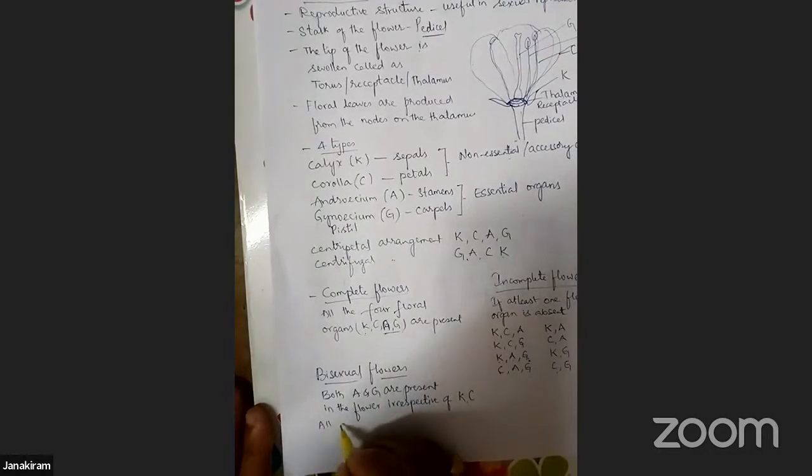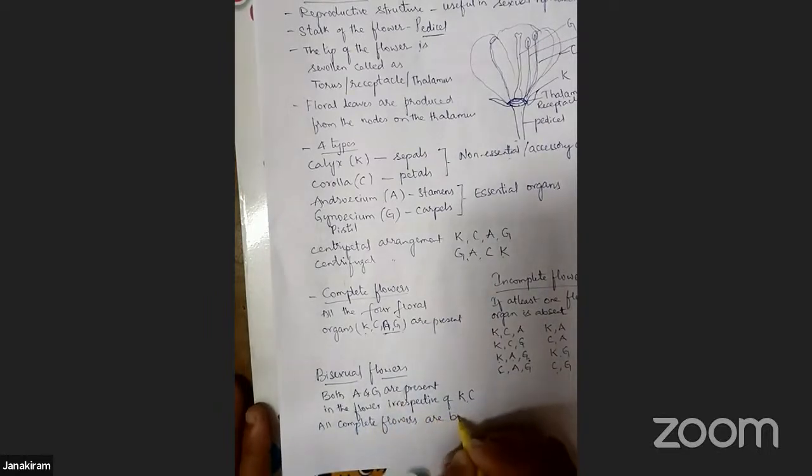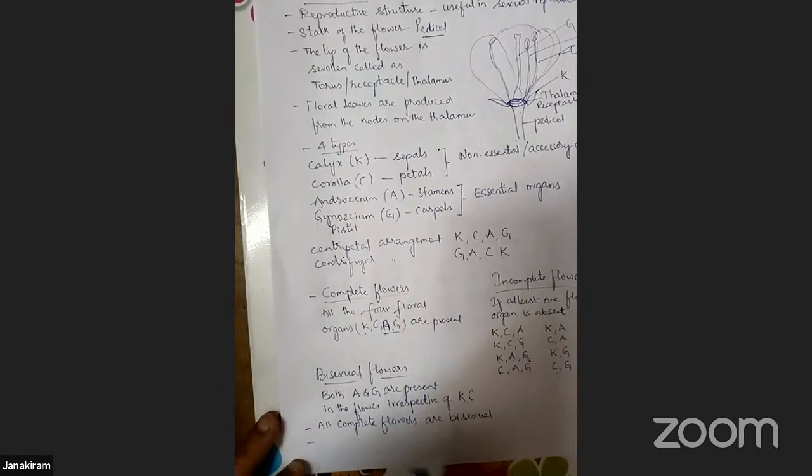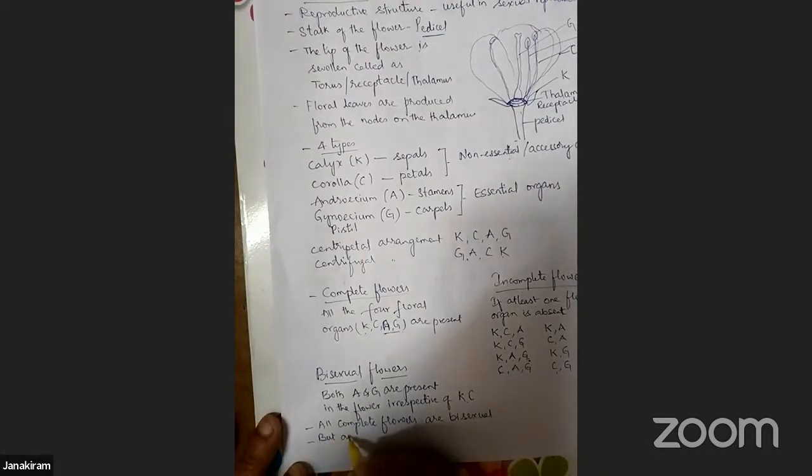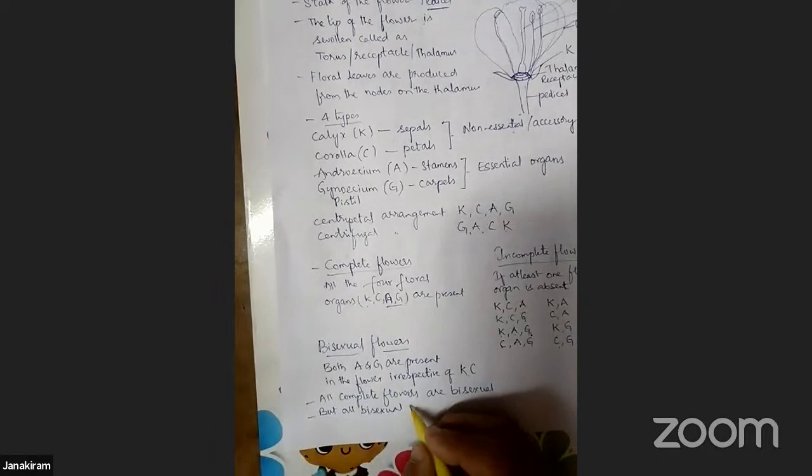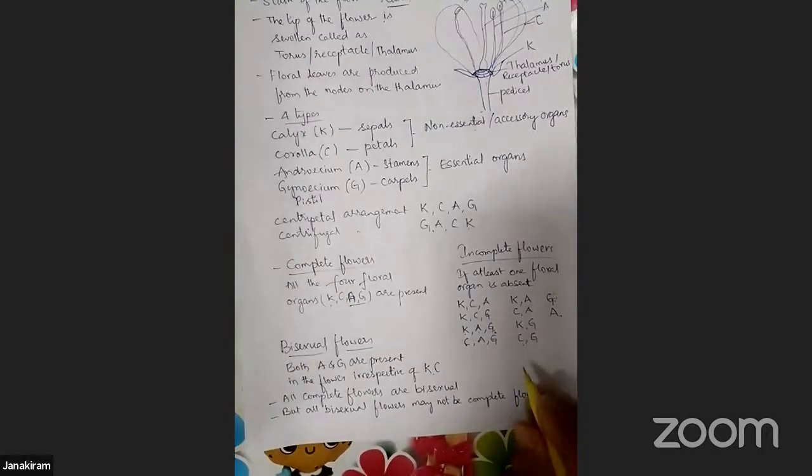That means all complete flowers are bisexual flowers. But if I write all bisexual flowers are complete, it is not right. All bisexual flowers may not be complete flowers. Why? Because I will explain this statement by taking examples here.